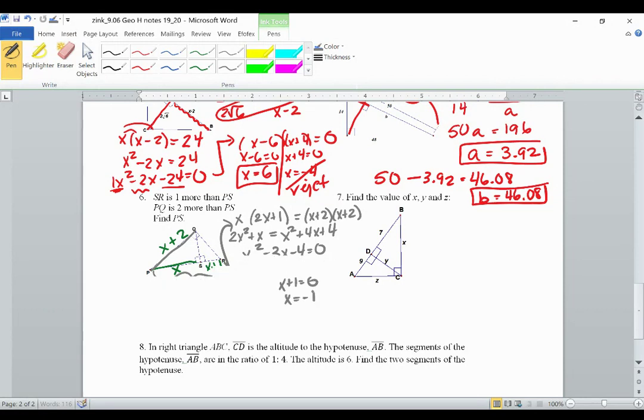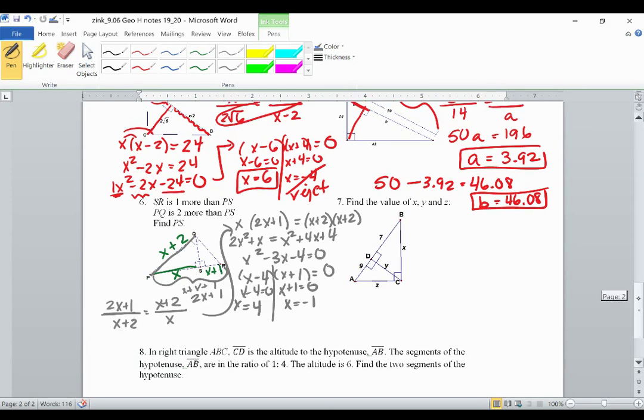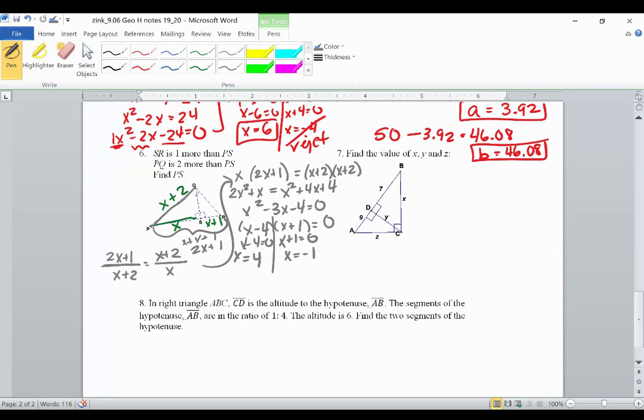I get x equals -1 and x equals +4. If I substitute the -1 in for x, it would give me negative lengths. So I'm just going to keep the x equals 4. All right, number 7. Here we have the find x, y, and z.